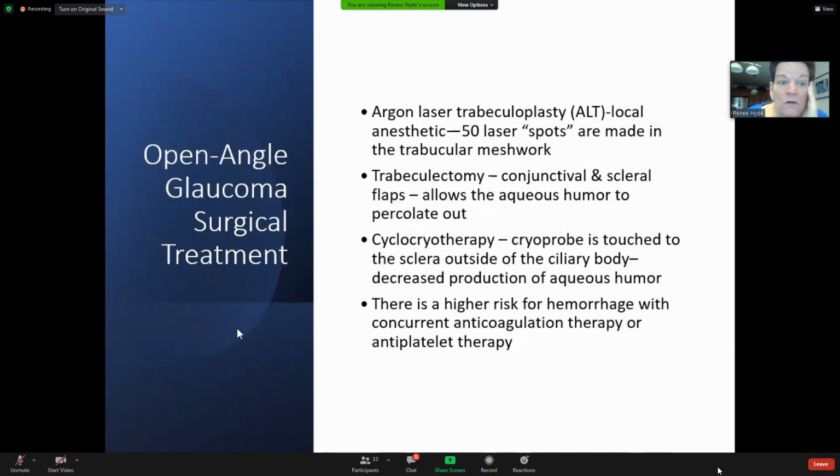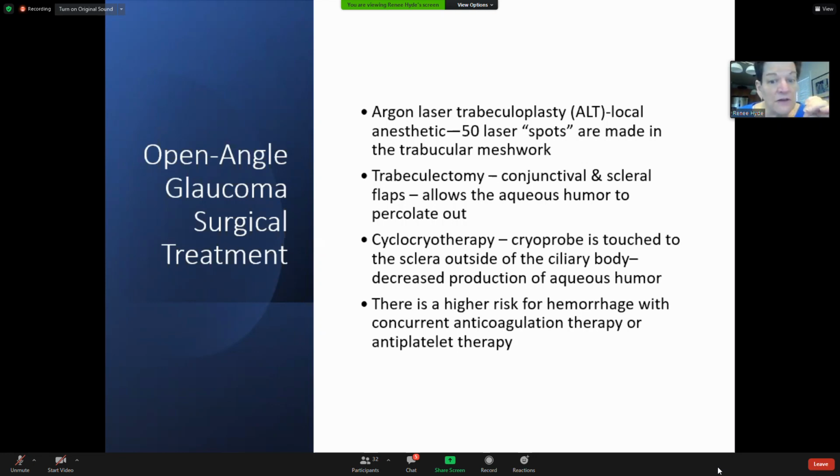Now, open angle glaucoma, sometimes they will do surgery. What they do is a trabeculoplasty, where they make holes in that trabecular meshwork and allow that outflow to be a little bit better. They can do a trabeculotomy where they make a flap and it allows that humor to go out a little bit better. Cyclocryotherapy, they take a very cold probe that's touched to the sclera outside of that ciliary body, and it reduces the production of the aqueous humor.